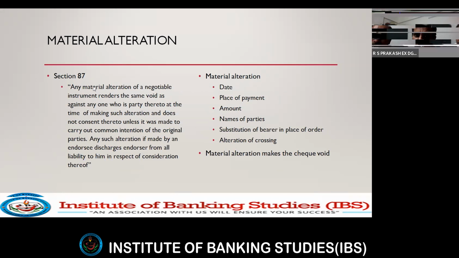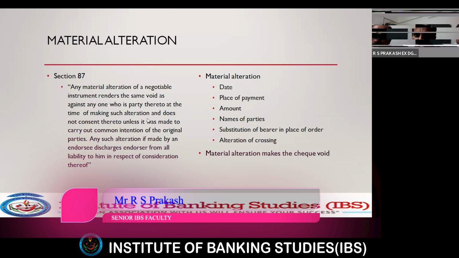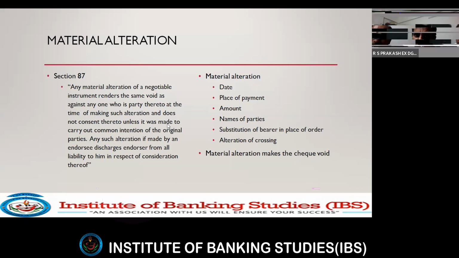I was telling you about material alteration, Section 87. I will simply read it. Any material alteration of a negotiable instrument renders the same void. Void means lapse, it becomes valueless. Renders the same valueless as against anyone who is a party thereto at the time of making such alteration and does not consent thereto, unless it was made to carry out the common intention of the original parties. Any such alteration, if made by an endorser, discharges the endorser from all liability to him in respect of consideration thereof.